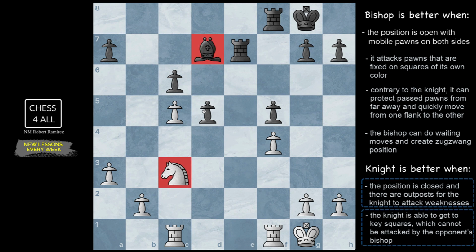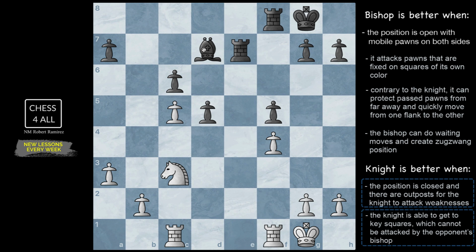Notice how the center is not so open as before. The bishop is not as flexible. So this has to be a better position. Now, on top of that, we know that the knight is better when the knight has access to key squares like these ones that cannot be attacked by the bishop. And this is very important, guys. The knight needs pawns to help him to get to those squares and stay there. So in this position, needless to say, the knight is better than the bishop.